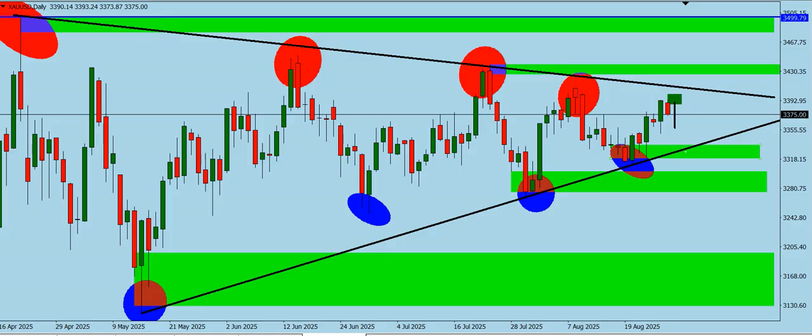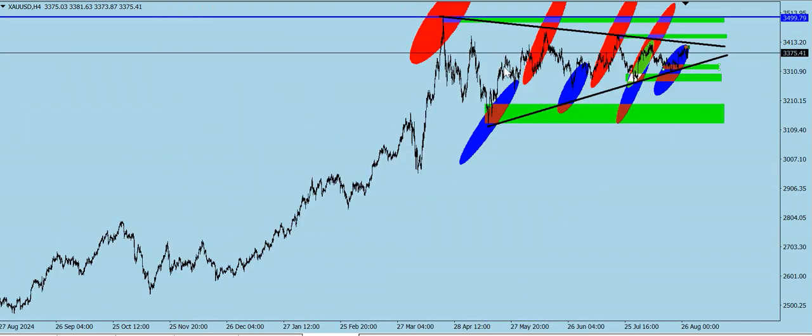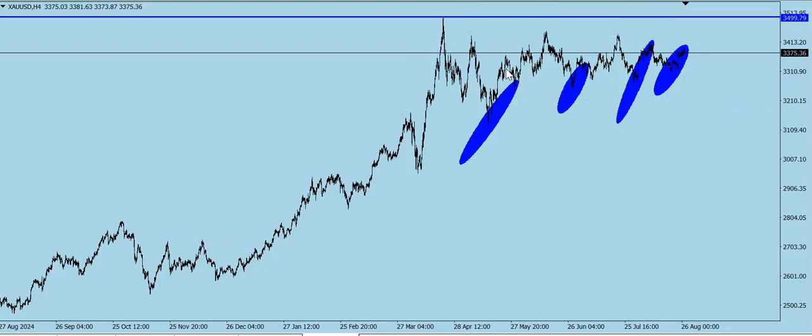We'll be having sellers waiting on the daily time frame at the 3431.78 area. Then we also have sellers waiting at the 3490.5 area. So that's that for the daily time frame. On the 4-hour time frame, what do we have? Price of gold is ranging as usual, and it's ranging upwards.